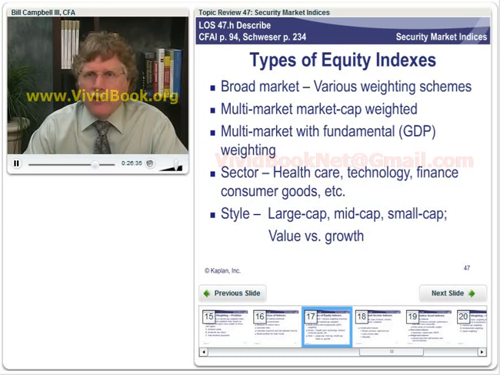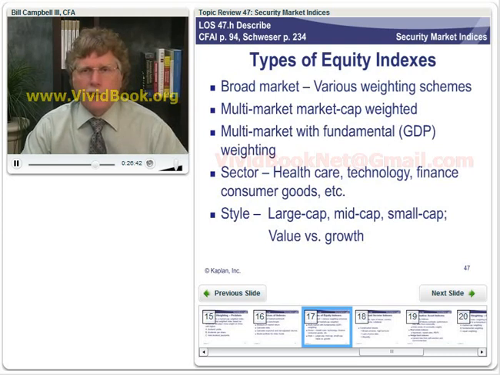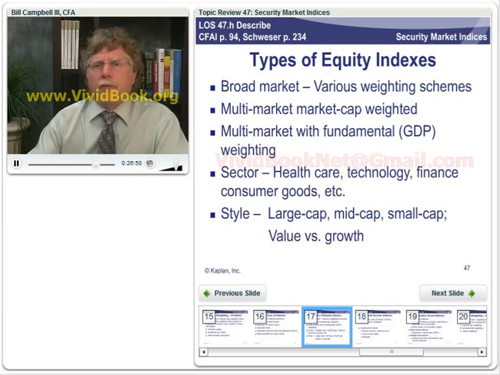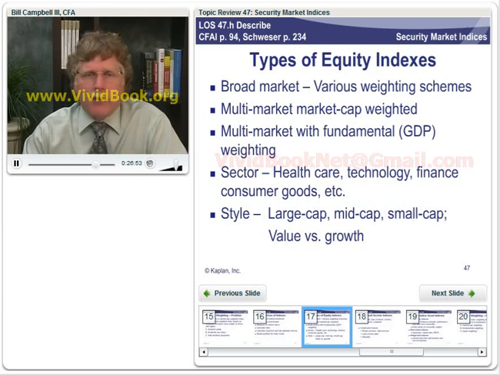You could have just a sector index, where you have an index that only includes stocks from healthcare companies, or only technology companies, or only financial or consumer goods, and so on. Or you may have a style index. It may be only large cap stocks, or mid cap, or small cap value, or large cap growth, or some combination of those.